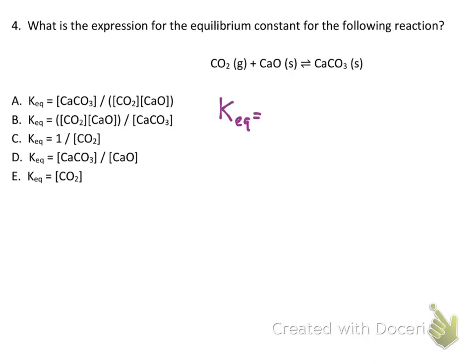is going to equal, well, if we look at our product, it's a solid. Do we incorporate solids into our equilibrium expression? No, we do not. So we'll replace it with a 1. And then we have the concentration of CO2. And then, calcium oxide, also solid. So that's going to be replaced with a 1, but we don't need to write in the 1 because 1 times anything else is redundant. And we're done.